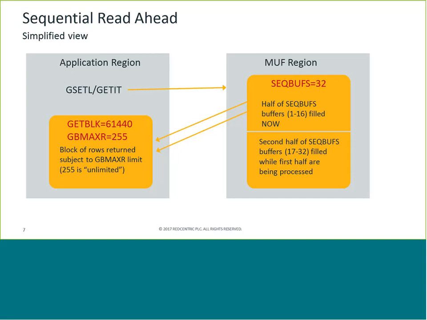So when Datacom receives this, the third parameter that you specify in the URT is SEQBUFS, sequential buffers. These are buffers within the multi-user region that are allocated to help Datacom service this sequential read-ahead application as quickly as possible. So here we've coded SEQBUFS equals 32. What Datacom does is halve that value, so it goes SEQBUFS equals 16, and it goes and fills up those first 16 buffers right now. It goes and gets 16 buffers' worth of data.